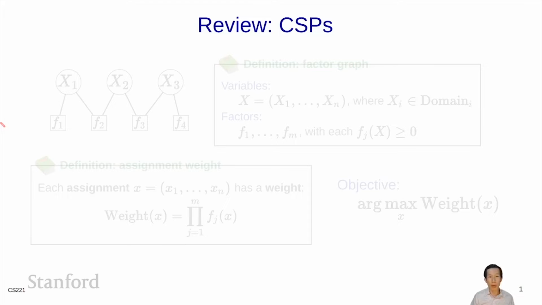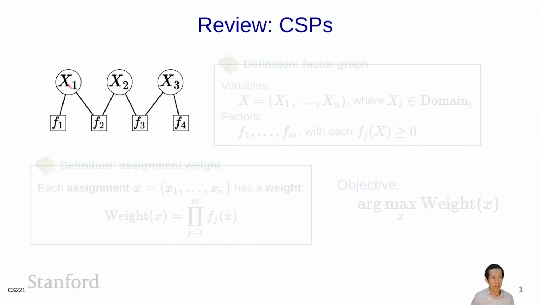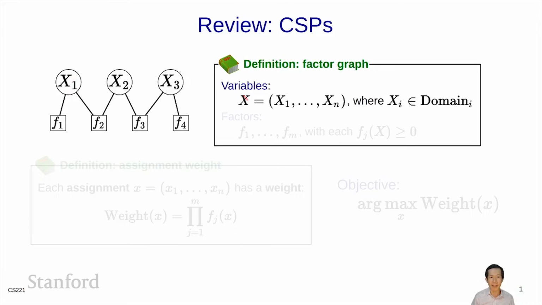Just a quick refresher: remember, a CSP is defined by a factor graph, which has a set of variables X1 through Xn, where each variable Xi takes on values in domain i. It also has some factors, f1 through fm, where each factor fj is a function that takes a subset of the variables and returns a non-negative quantity.